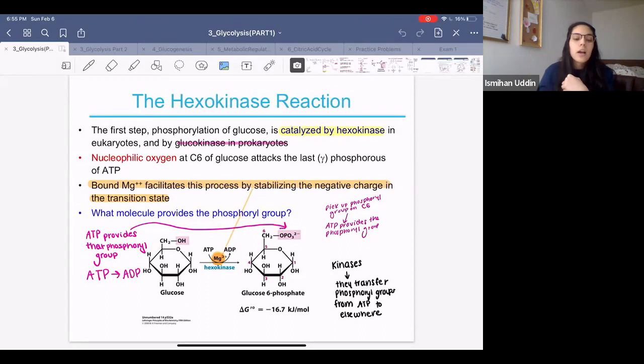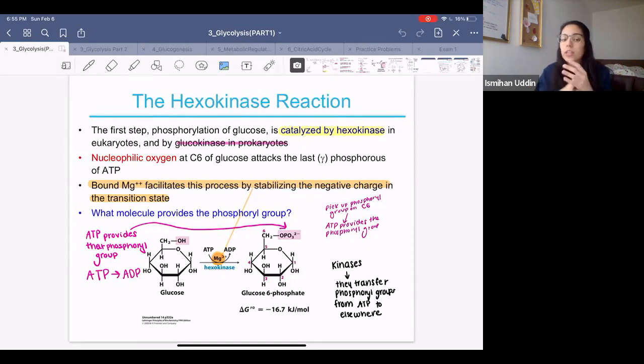Love my mom. What molecule provides the phosphoryl group? It's the ATP. So typically when we see hexokinase or different types of kinases like glucokinase in prokaryotes, we see ATP becoming ADP. So it's giving one of the triphosphates to a diphosphate, and one of those is going into whatever molecule we have. In this case, a conversion between glucose and glucose 6-phosphate.